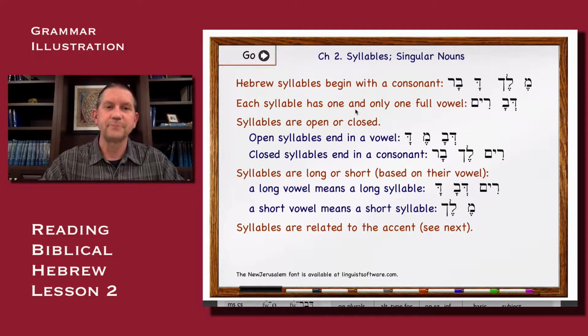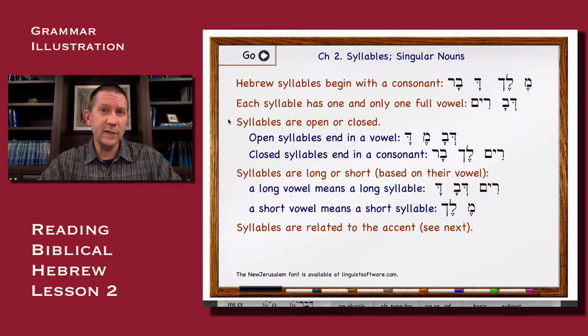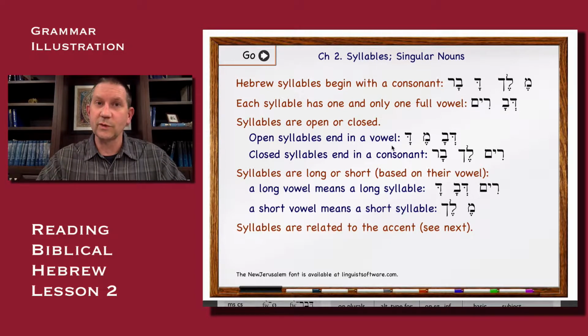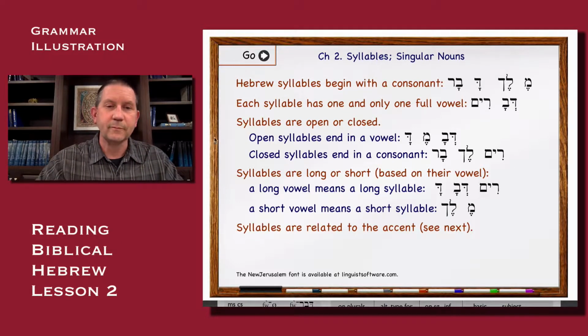Shevas don't count. Now, each syllable has 3 different characteristics. Syllables are either open or closed. And what we mean by that is, does it end in a vowel, in which case we call it open, like deva or meh or da, or does it end in a consonant, in which case we call it closed, like reem or lek or var? They end in a consonant.